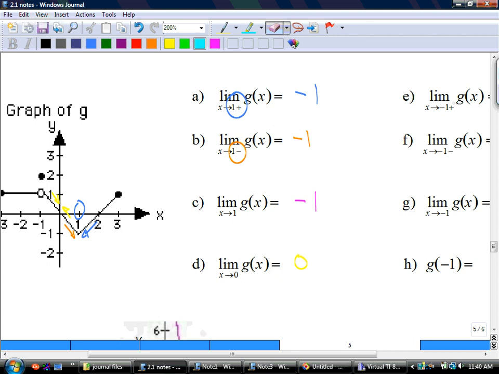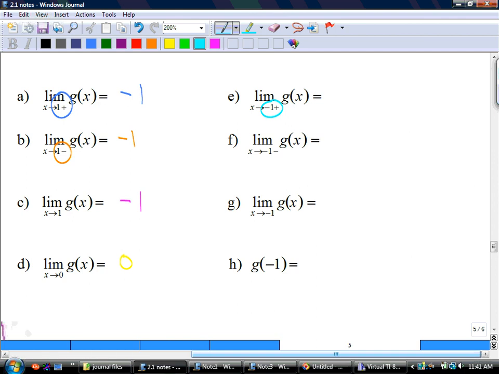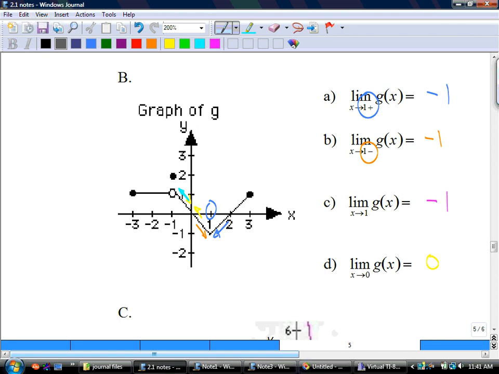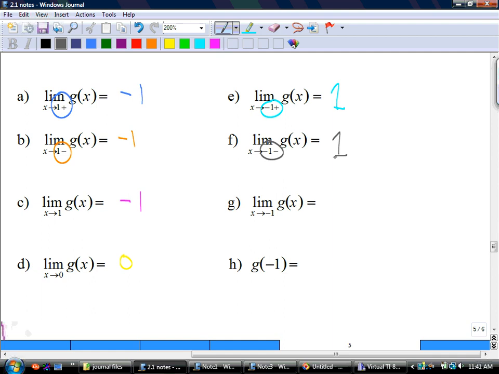Okay, negative 1 plus. Negative 1 plus. That means right-hand side of negative 1. Right-hand side of negative 1 is over here. Go back towards negative 1 and you get a value of 1, right? Yes? Okay, negative 1 minus. Start on the left-hand side of negative 1. And walk towards negative 1. What do you get close to? 1. Do they match? So, what's the answer to G?